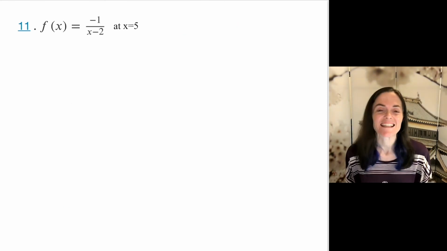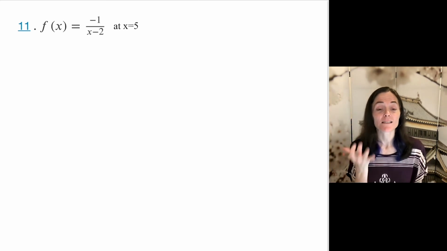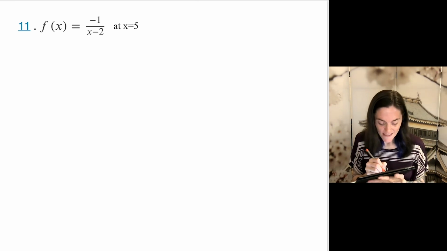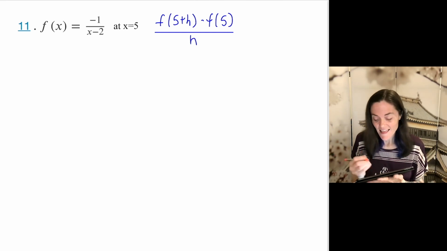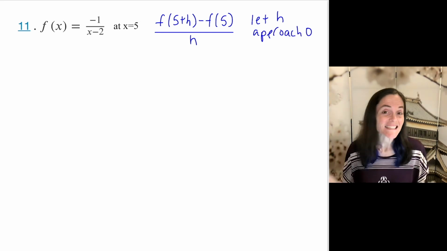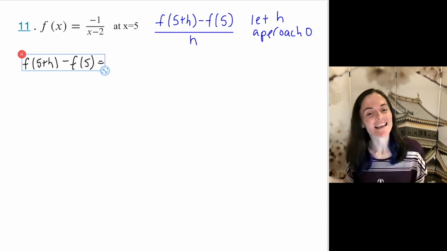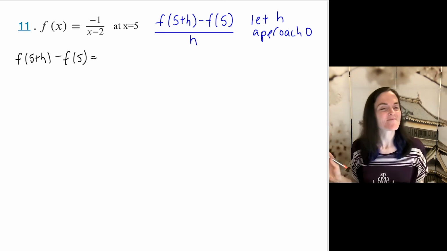Here's our last question in these exercises. We want the instantaneous rate of change of this function at x equals 5. Let's write what this is. We want f of 5 plus h minus f of 5 divided by h. And then we let h approach 0. So let's get started with the numerator, which is f of 5 plus h minus f of 5. We want to simplify this until it is h times something.